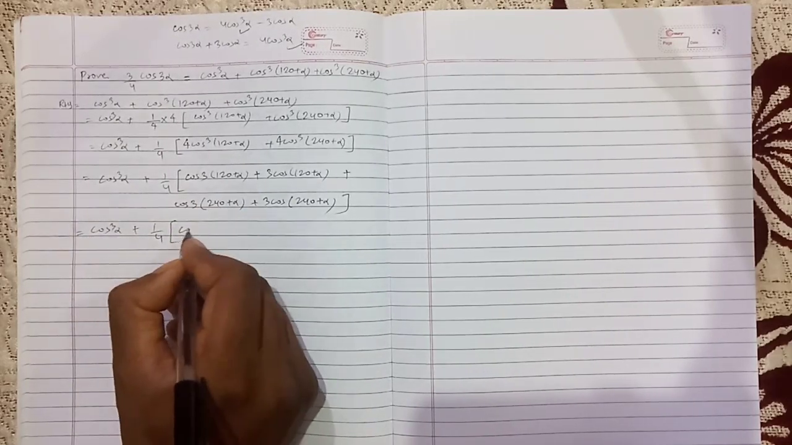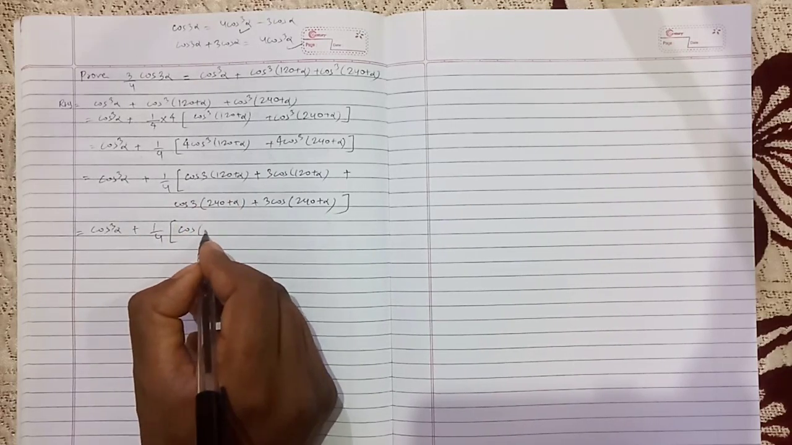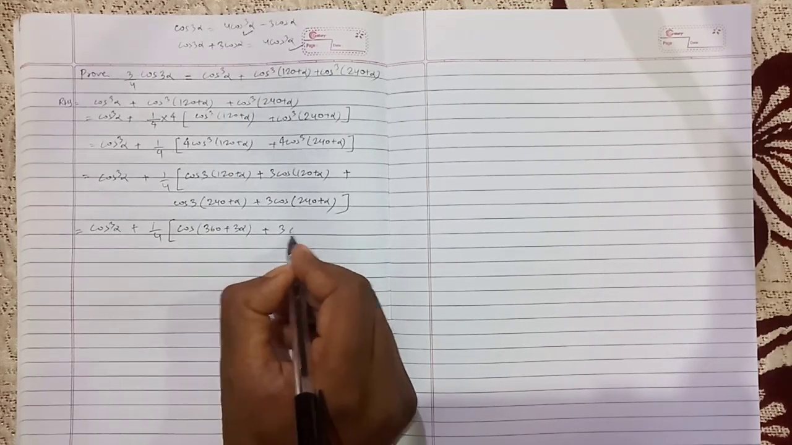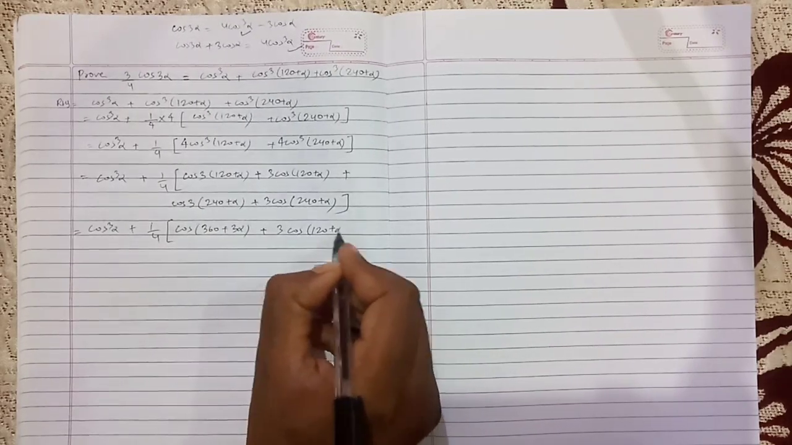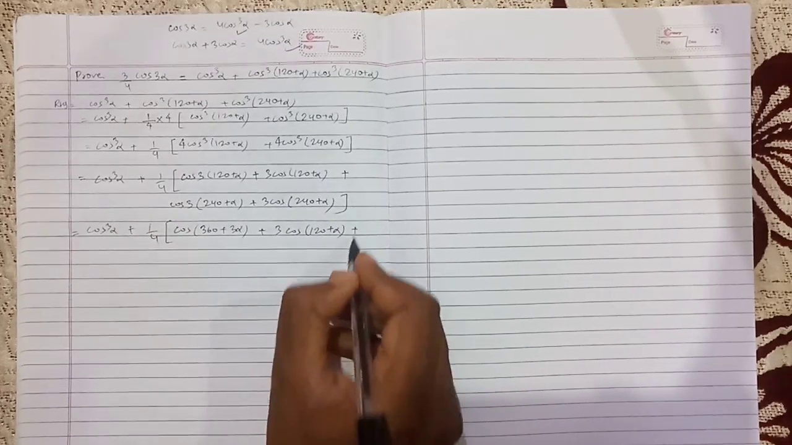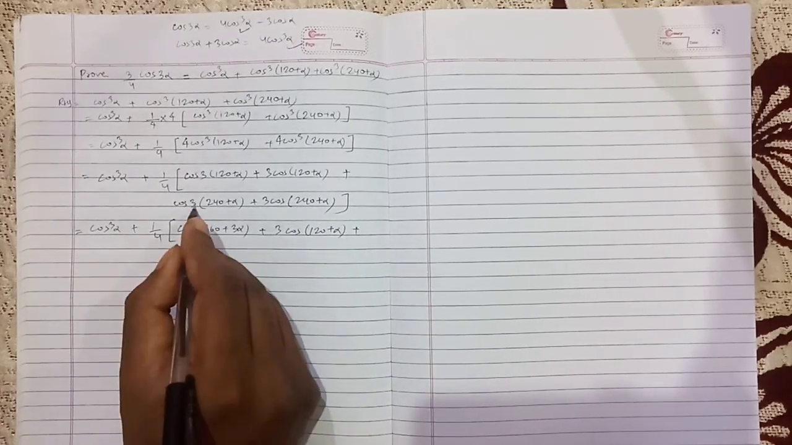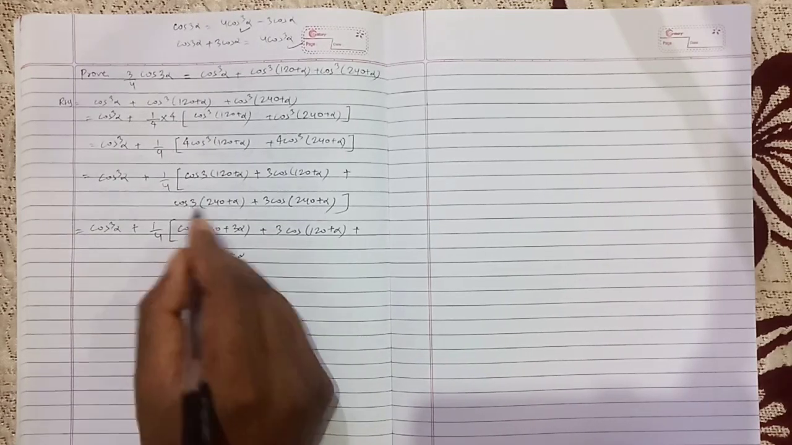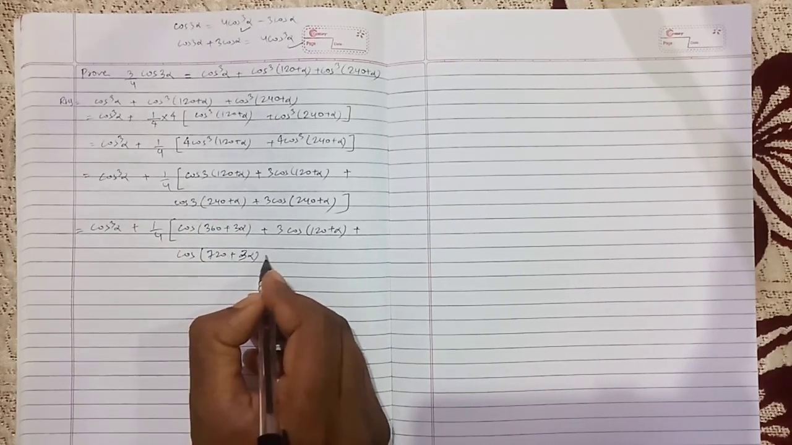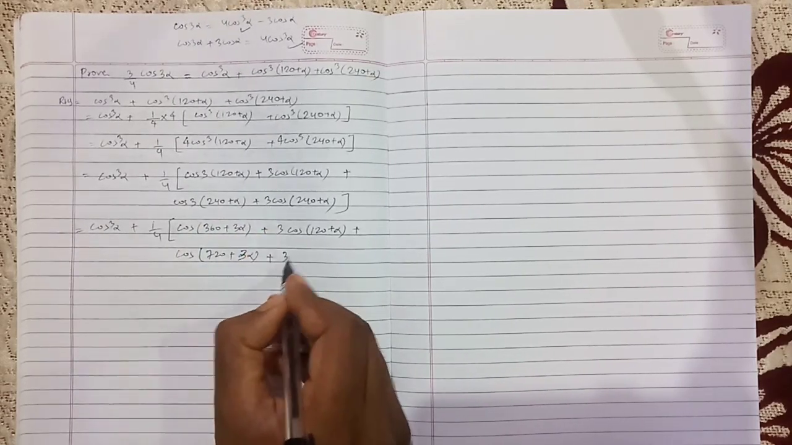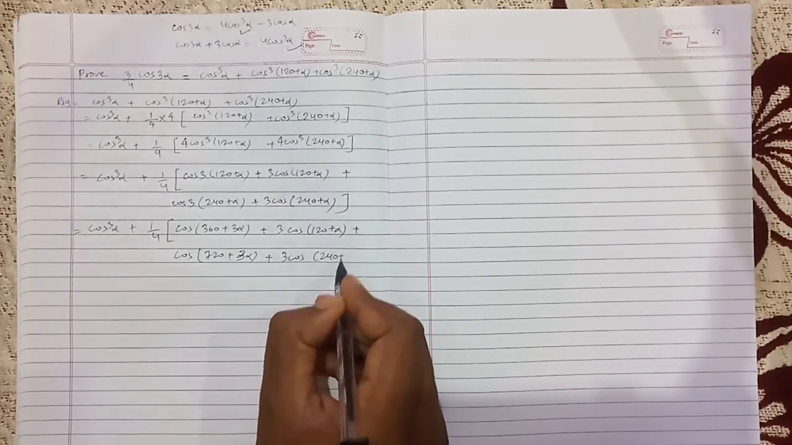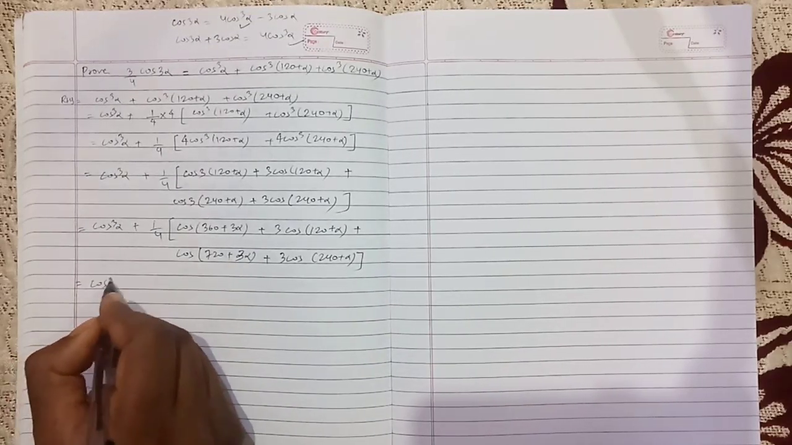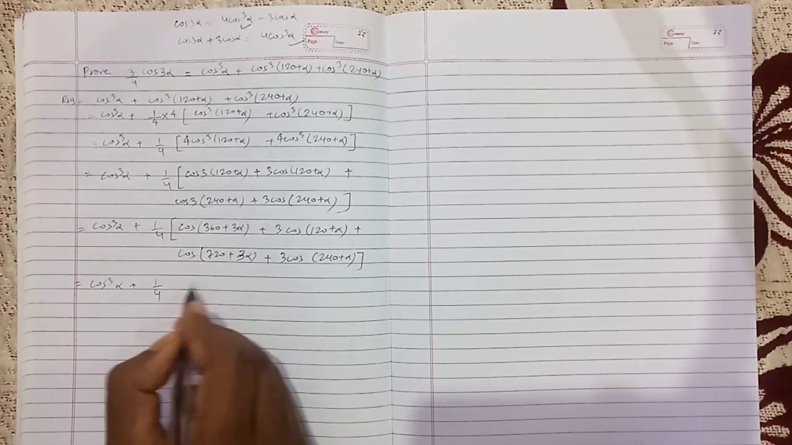Then it will be how much? 3 into 120 will be 360 + 3α, 3cos(120° + α), plus cos of 3 into 240, it will be 720 + 3 into α, 3α, plus 3cos(240° + α). And then cos³α + 1/4.